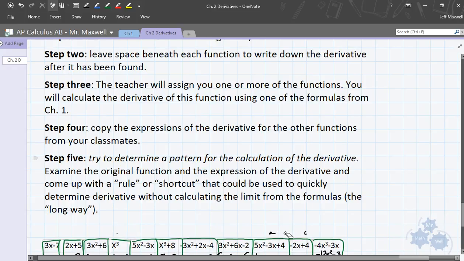Don't worry. Okay, so I'm going to give you a moment to participate in this activity by copying down these functions. There are 11 of them, okay? And I've hidden the derivatives because we've already done this assignment in class. So I need you to copy down these 11 functions right now. Pause the video if you need to. And I want you, using one of the two formulas from Chapter 1, to calculate the derivative.